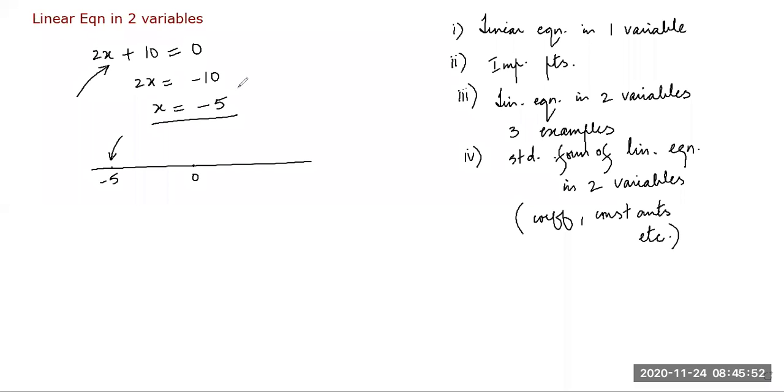More equations in one variable can be, see students, this is your y-axis, this is your x-axis. You know that a straight line which is parallel to x-axis, which is at a distance of a from the x-axis, its equation can be easily represented as y is equal to a. So this is also an example of linear equation in one variable.